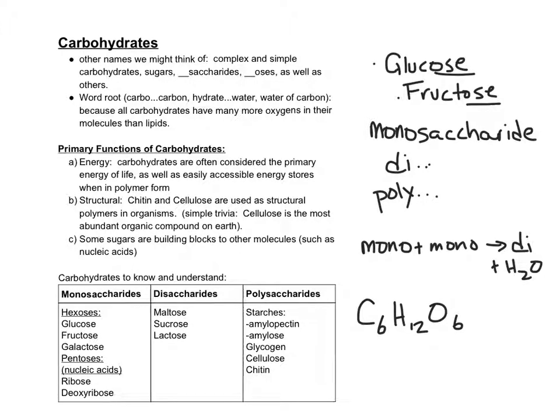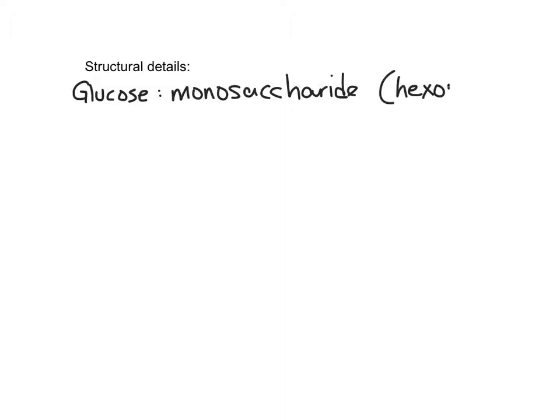Okay, so what we're going to talk about next is the structure, and we're going to look primarily at glucose. You won't, in my class, you will never have to draw fructose or galactose. You might have to recognize that they're sugars, but you will never have to actually draw them in that class. But glucose, yes, for sure. So when we start looking at structural details, I'm going to look at glucose as your first monosaccharide, okay? It is also a hexose sugar, which means it has 6 carbons.